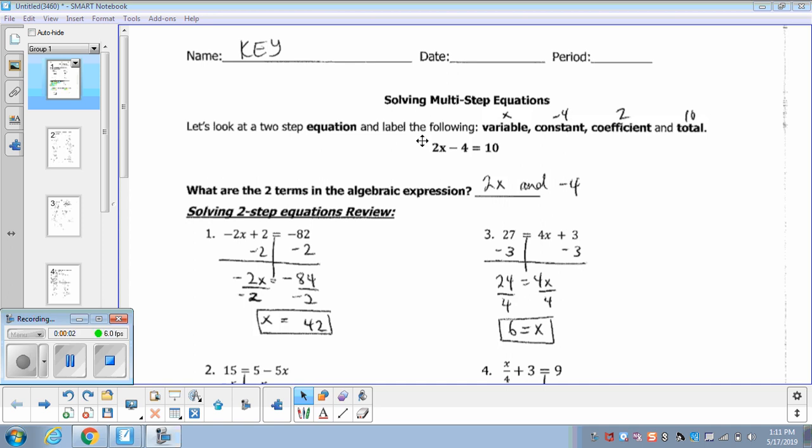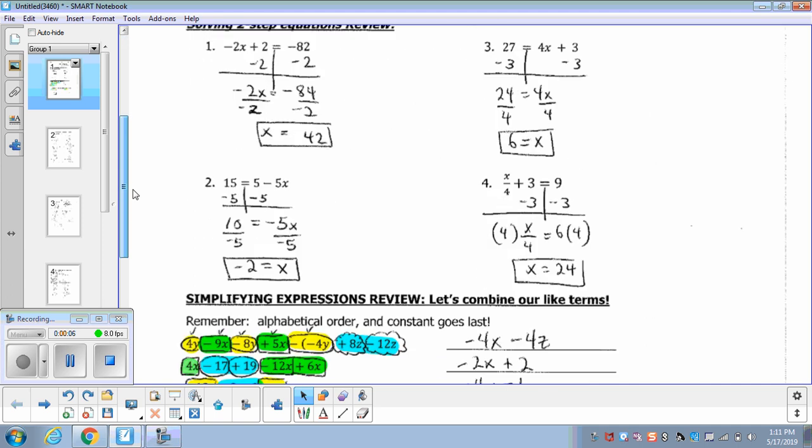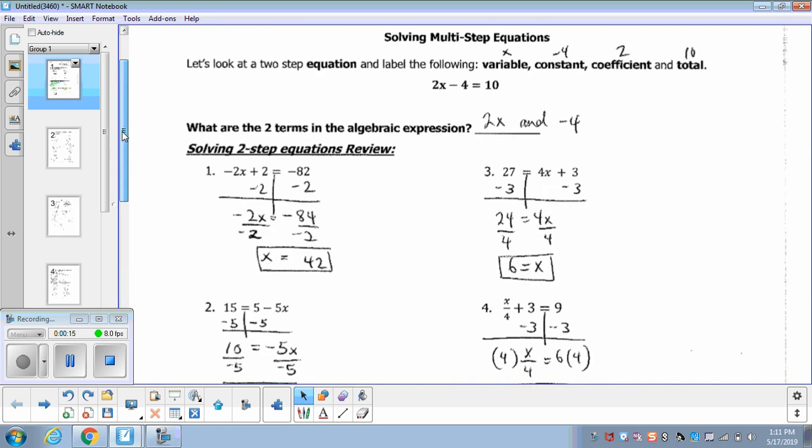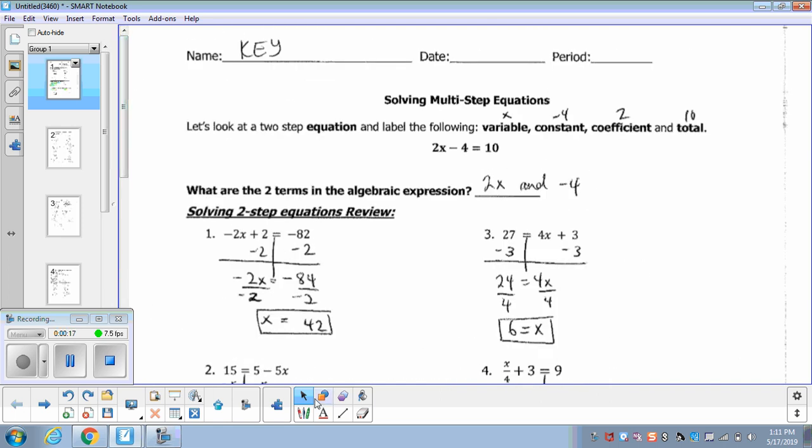So in this video, I'm going to do a brief review of solving two-step equations and then intro the idea of solving a multi-step equation. And by the time we get to the bottom of page 1 here, we'll be solving a multi-step equation. All right. First, let's take a look though at some vocab.